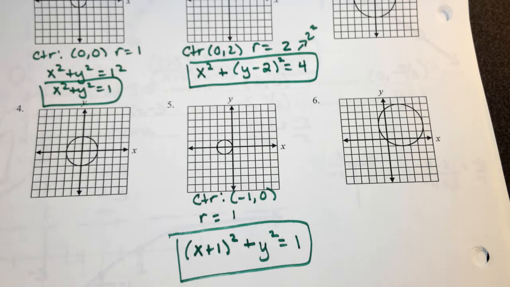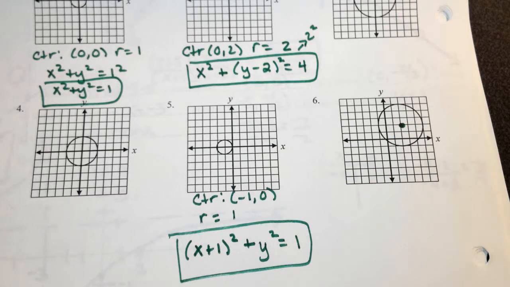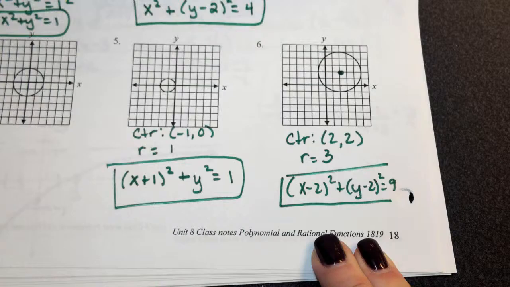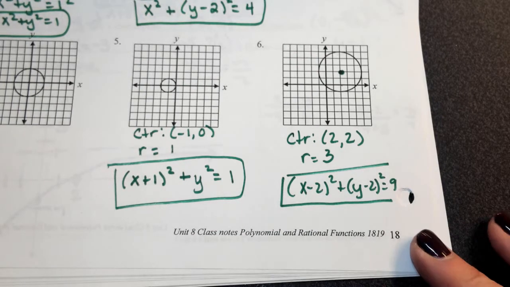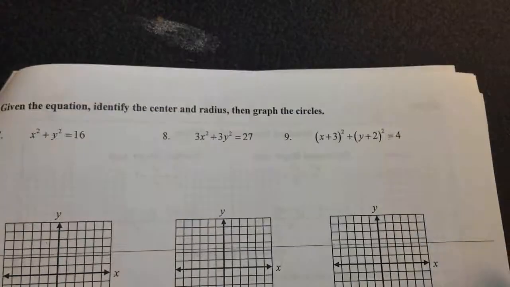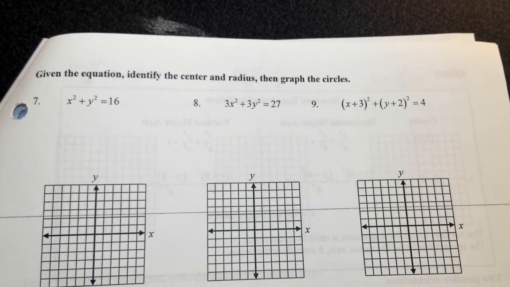All right. You guys go ahead and try number 6 on your own. Again, identify the center and then identify the radius. Equal to 9. Okay? So any questions on writing equations of circles? All right, like I said, it's pretty straightforward. Now let's just go the other way. Given the equation, let's come up with the graph.